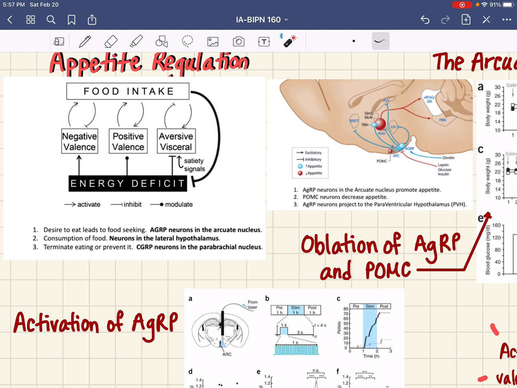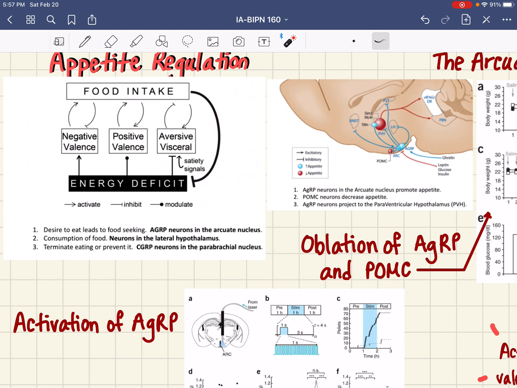Oh yes, appetite regulation is regulated by a lot of different parts in our body, but for now we will be talking about the hypothalamus only. So this picture is basically summarizing how food intake is being regulated.